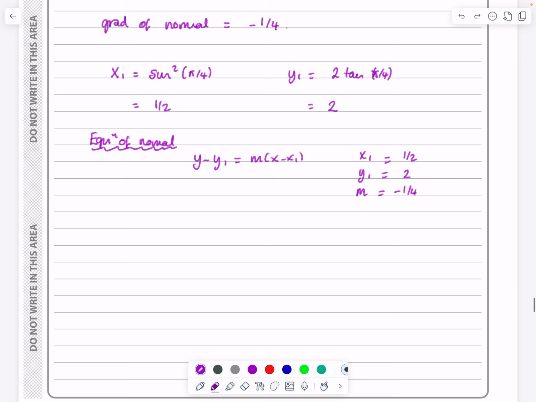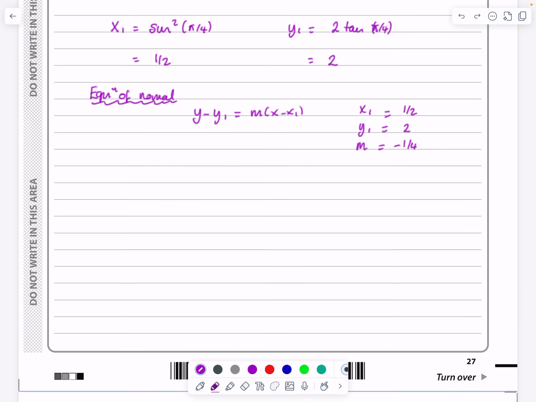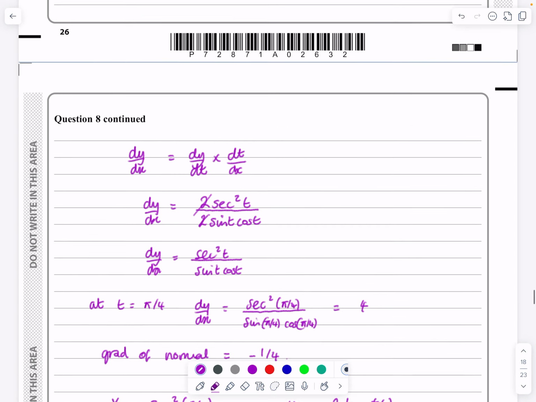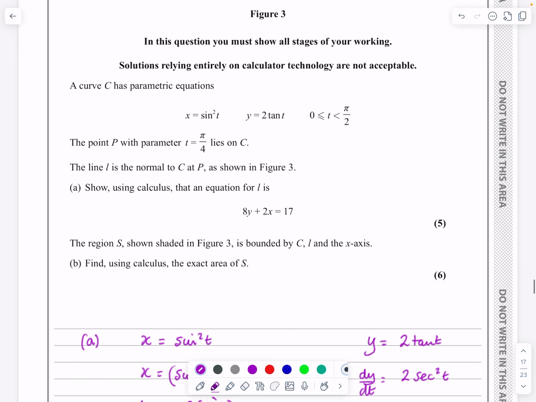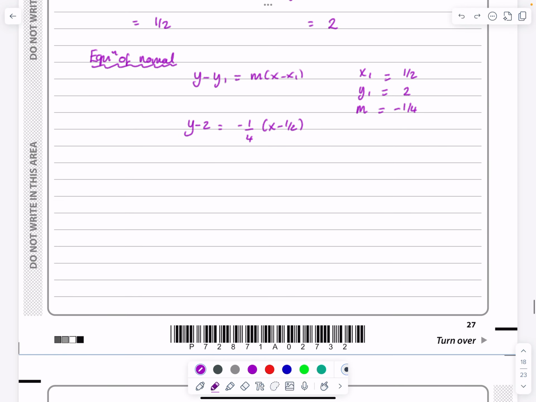So putting all that information in, we get y minus 2 is equal to minus 1/4 x minus a half. Did they say anything about how they wanted it? Oh, right, yeah, we're going to make it equal to 8y plus 2x equals 17. So going back there, just multiply everything by 4. Get rid of the fraction first of all.